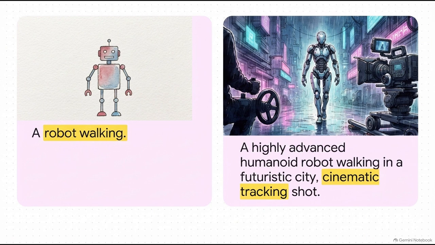A highly advanced humanoid robot walking through a futuristic city at night, neon lights reflecting on wet streets, cinematic tracking shot, realistic details, dramatic lighting, science fiction movie style. Look at how much more creative direction that second option provides. The difference in the video you get back is going to be absolutely massive.